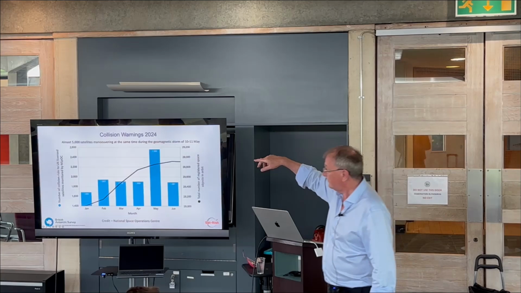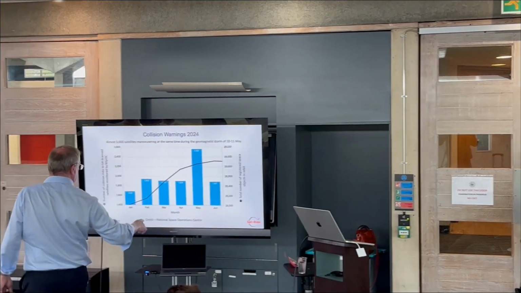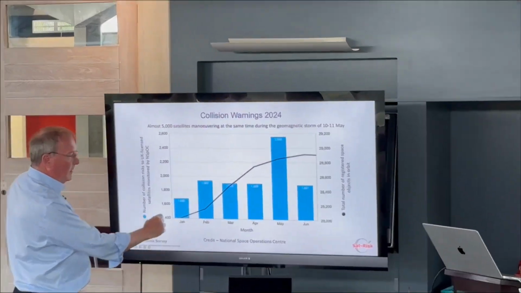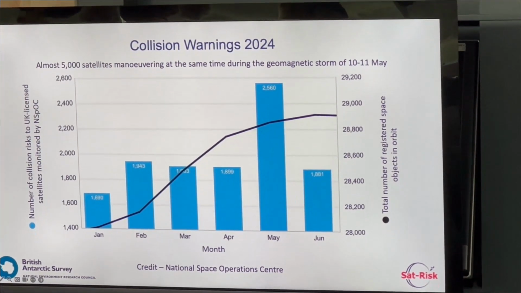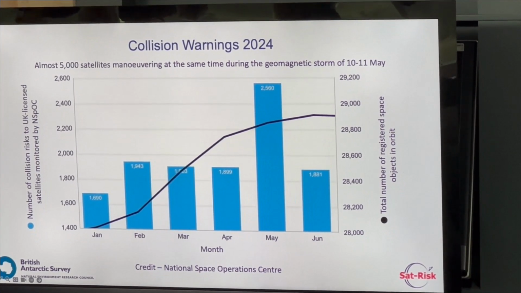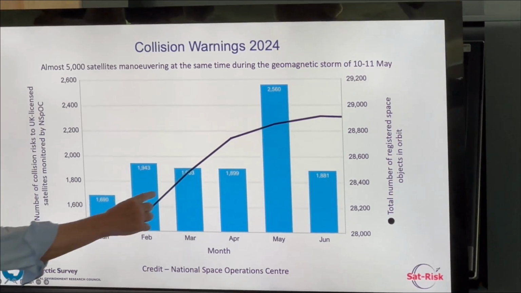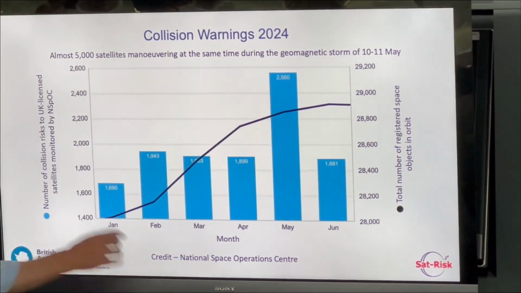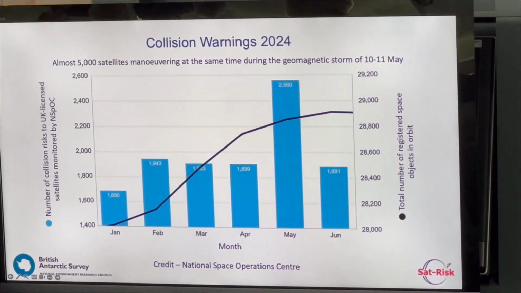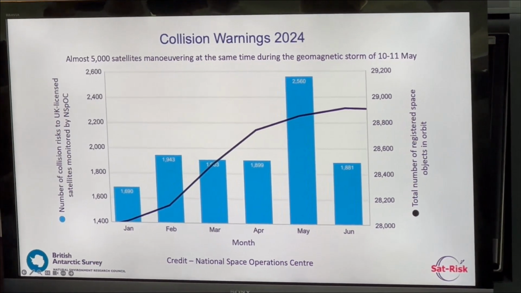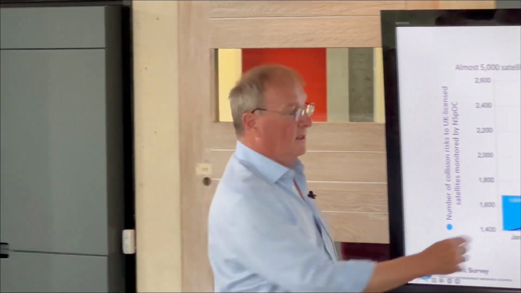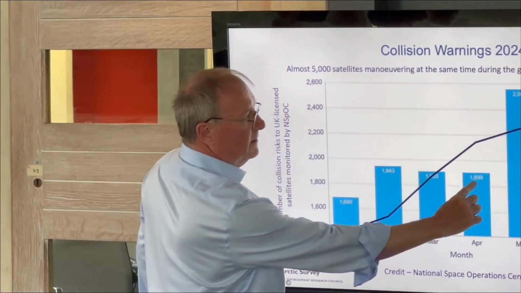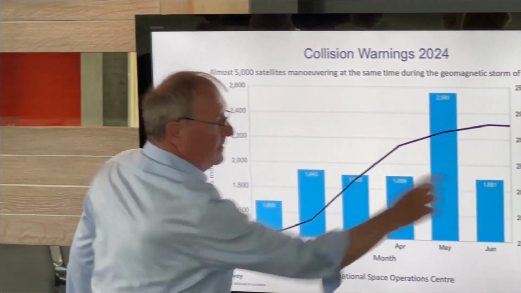Last year, in the May storm, this is from the National Space Operations Centre. We had a storm on the 10th and 11th of May. It was a large geomagnetic storm, one of the largest we've had for 20 years. At that time, the Space Operations Centre issues warnings to UK licensed satellites if there is going to be a conjunction and they may have a risk of a collision, and one of the operators will take action to move their spacecraft. See what happened in May: it comes down about 1,900, went up to 2,500, and then down again.